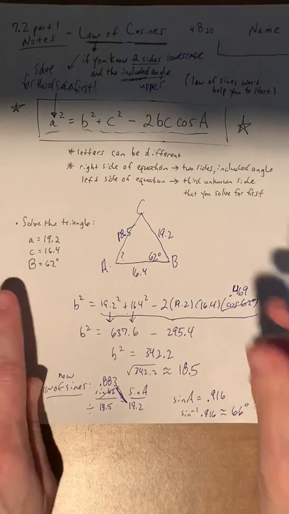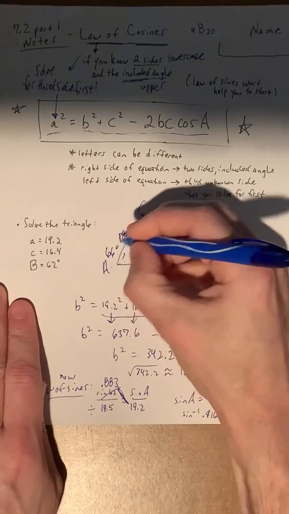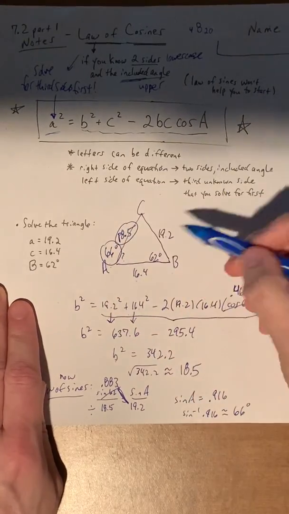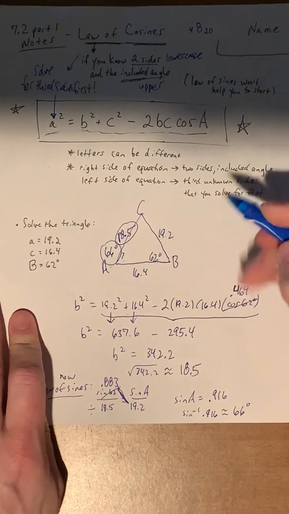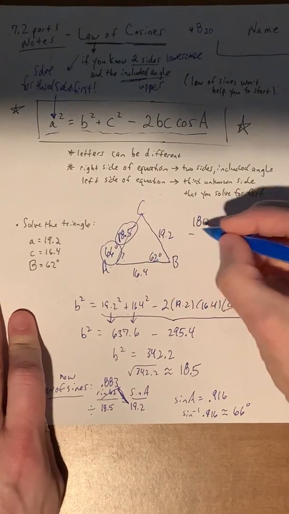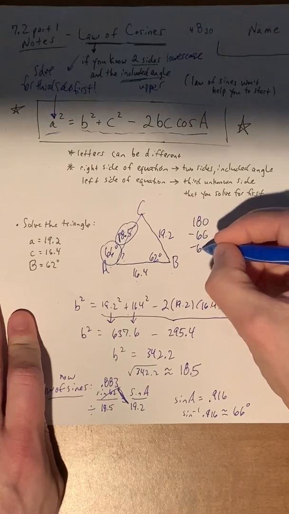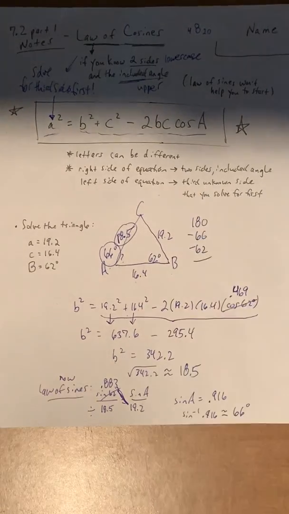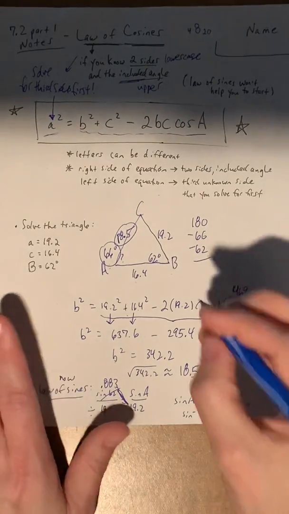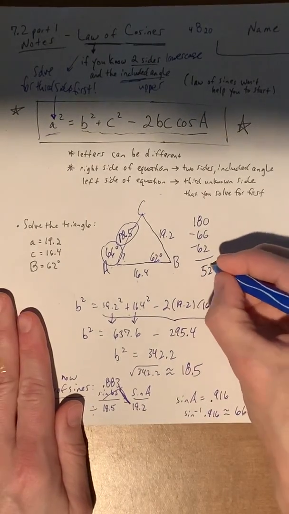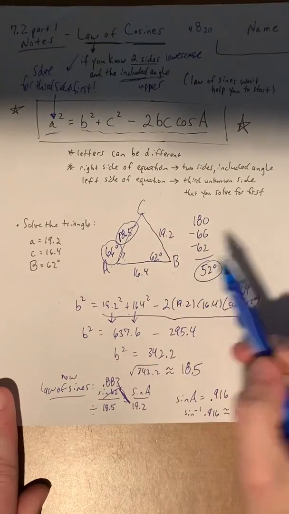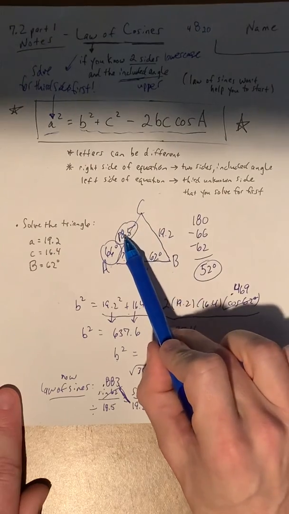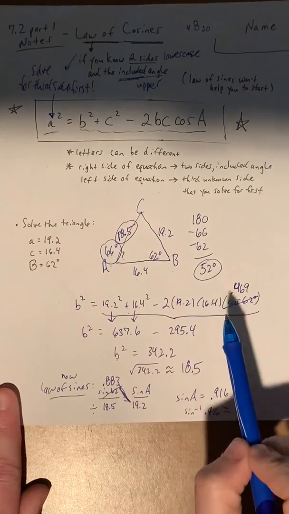All right, so back up in the triangle, 66 degrees. And the last angle we need is up here. Now that we have two angles, we can simply subtract from 180. And it should be 52. Let me double check the math. And yes, we get 52 degrees. And there we have it. We have solved for the missing parts. We've solved the triangle, the one missing side, and the other two missing angles.